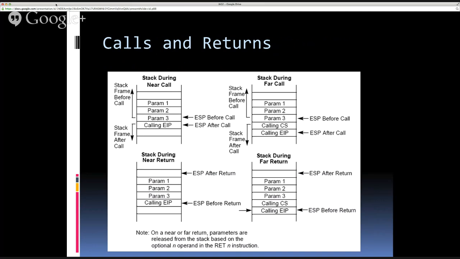Here you see the stack in the near case has the parameters and the calling EIP, and then the far call has the parameters, then the code segment and the calling EIP. And then you also see down here what the stack looks like for the near and far return.